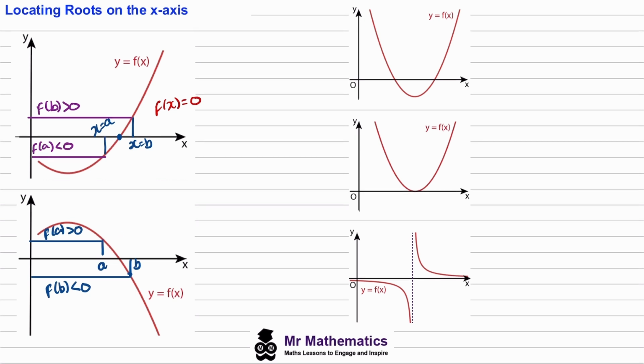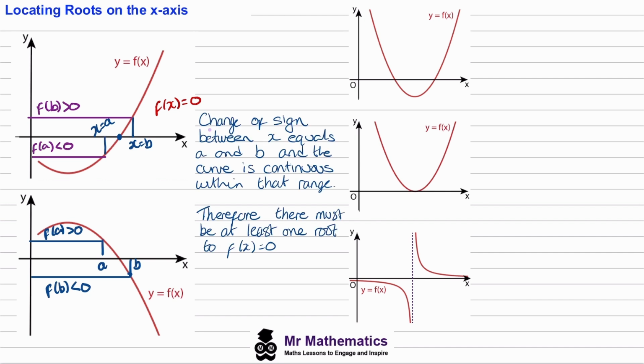So the way we write this is there is a change of sign between x equals a and b, and the curve is continuous within that range. Therefore, there must be at least one root to f of x equals 0. So we need to create a written statement like this when there's a change of sign and the curve is continuous.